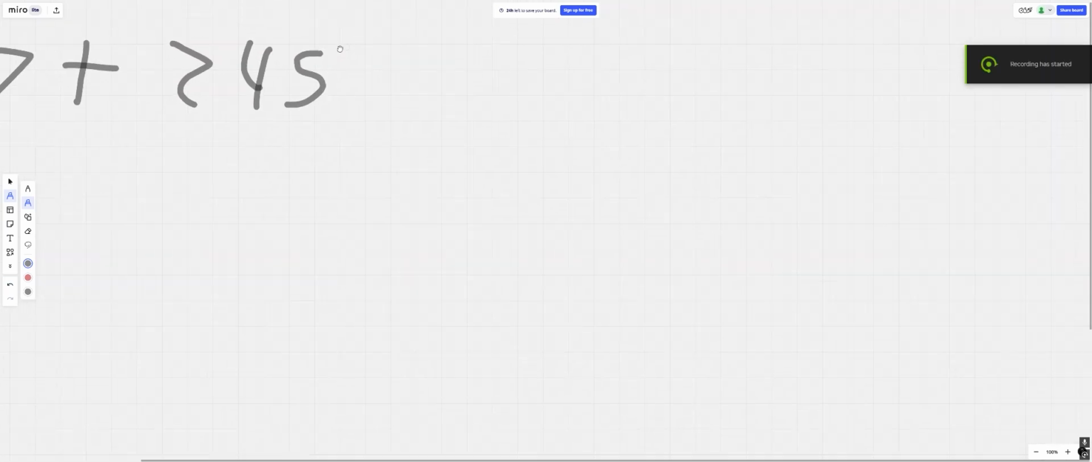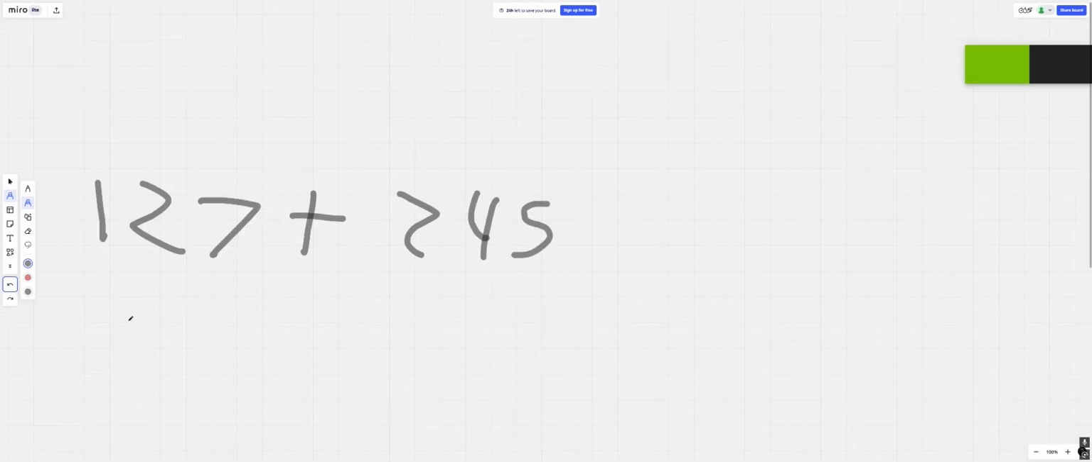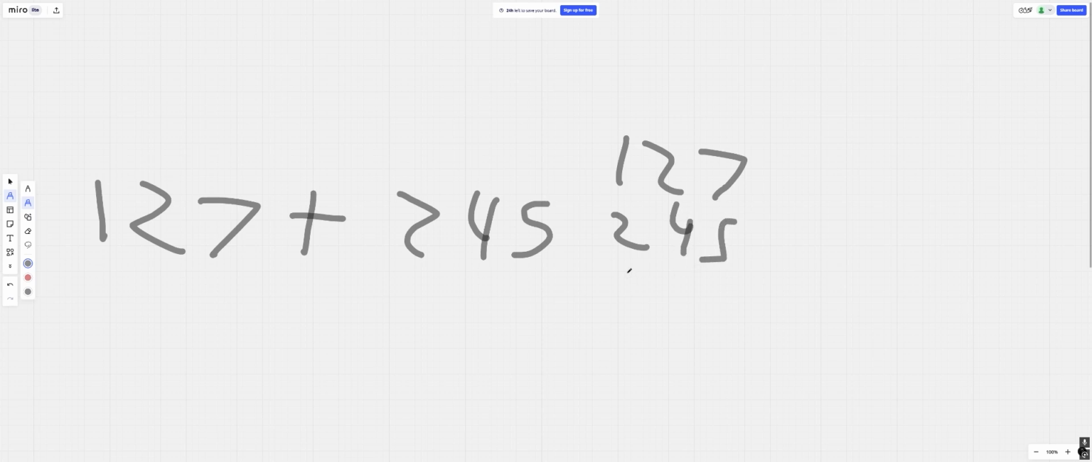Now, getting on to the more advanced stuff, what if you have something in the hundreds? You're gonna move this 127 up here, you're gonna move 245 down here. And now, what do you do with these numbers?